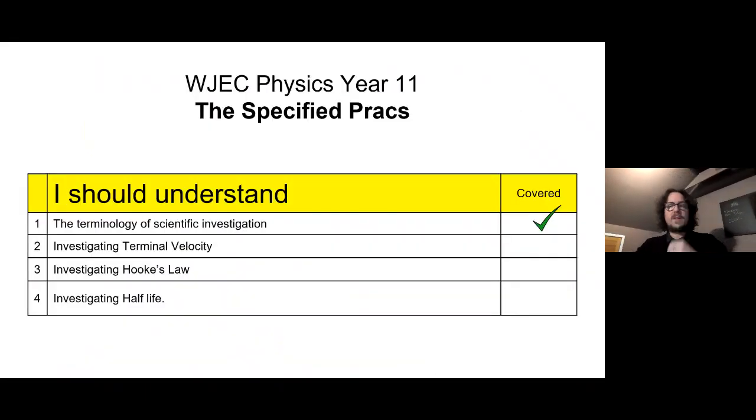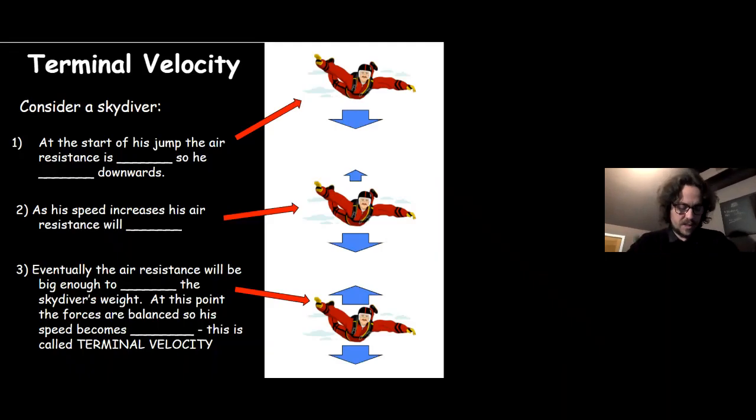So terminology. Some of the most important terminology, I'm going to say we've covered, and we're going to give that a tick. Now we're going to look at some specifics. To begin with, we're going to look at the terminal velocity practical. Depending on where you are in the course for physics, you may or may not have done some of the theory behind the practical work, but I'm just going to take us through that quickly now.